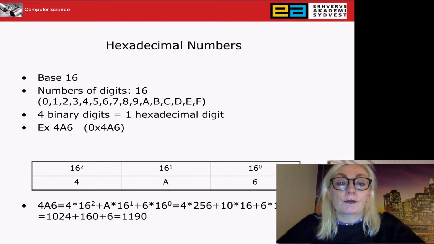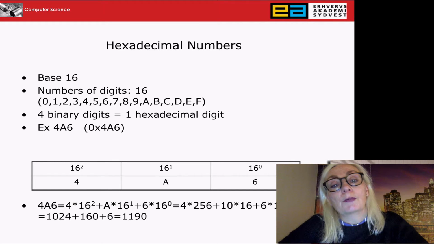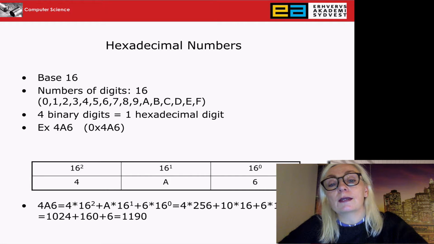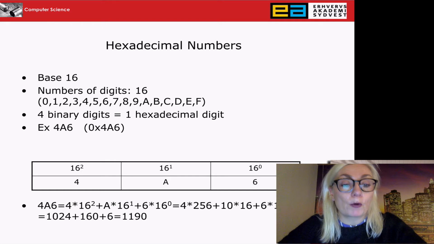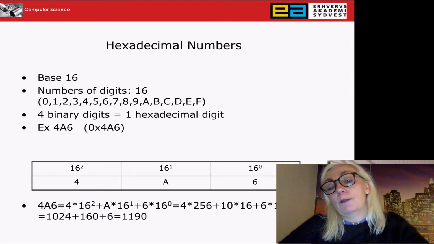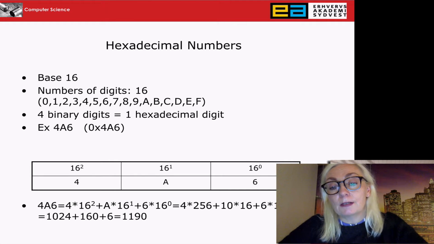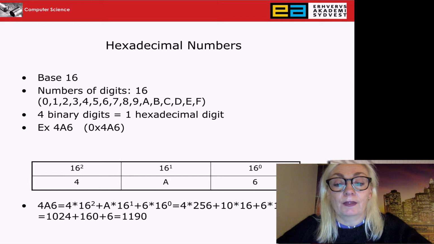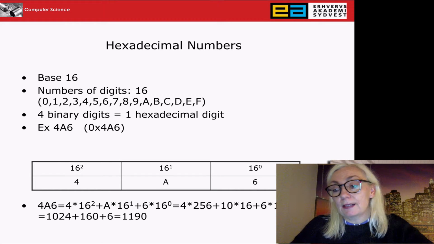We use hexadecimal numbers to represent large binary numbers. So the correlation between binary digits and hexadecimal digits is that 4 binary digits is 1 hexadecimal digit. And this is also a position-based numbering system. Here the base is 16, so everything is denoted in powers of the number 16. So, but we do the exact same thing.